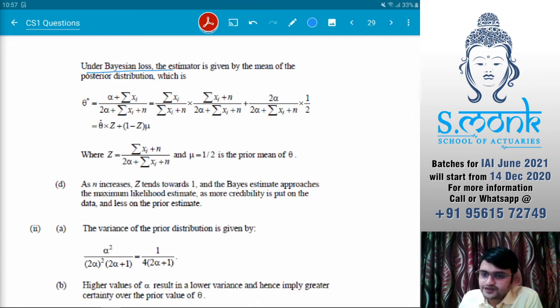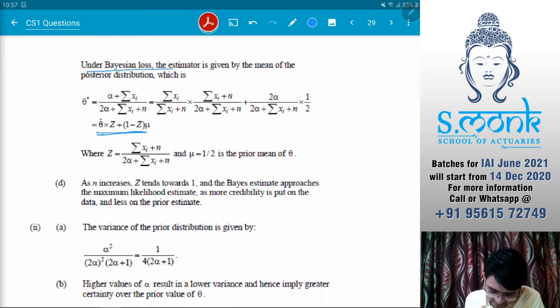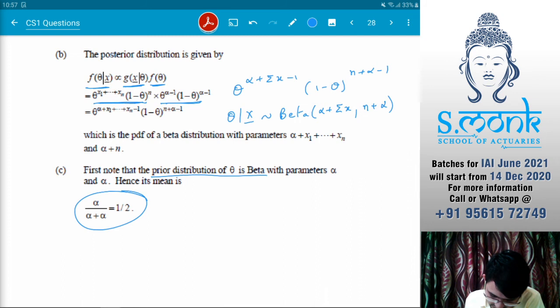Now whenever you are splitting these values in terms of your theta hat, first you should know what values you need to split it into. So first of all, we have our prior belief. Prior belief is half, so that is our mu.